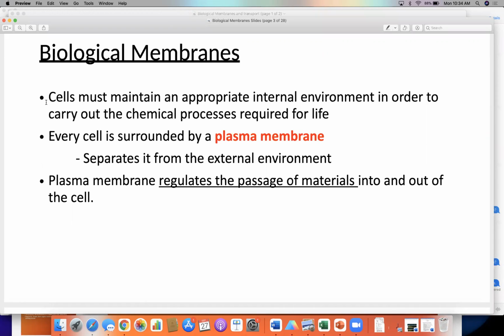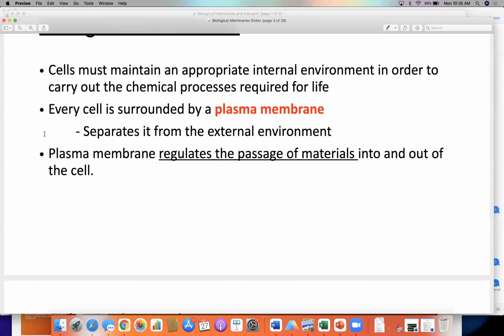At the cellular level, when we're talking about the regulation of passages, we're talking about the substances and nutrients that need to get in. So things like glucose and sodium ions and other minerals that need to get into the cell so that the cell itself can function properly. That's what we're looking at here when we're talking about the membrane. All right. Good question.